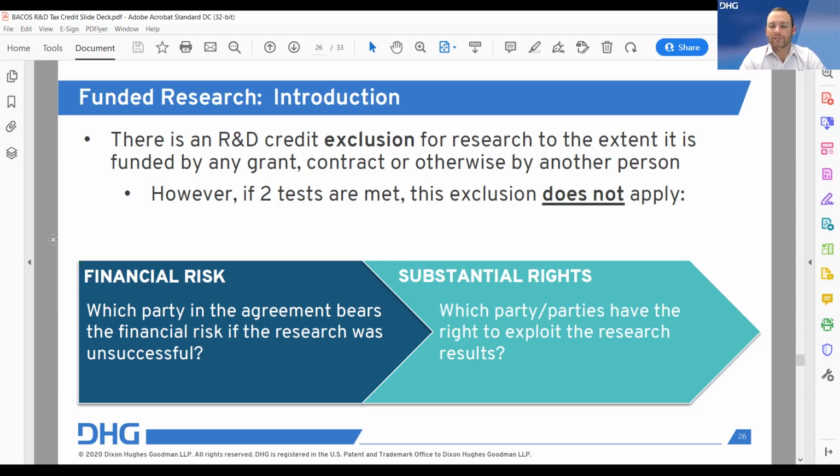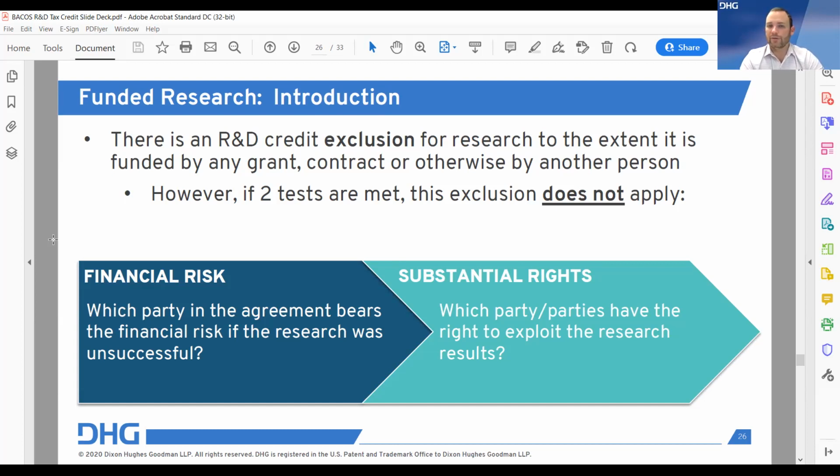The second piece is called substantial rights. So in general, it's going to be, okay, which party within the agreement either owns the IP or is allowed to use the IP if there is any intellectual property or rights to the research being performed. So this is not purely who owns it, it's who is allowed to use it without having to pay the other party some sort of royalty or license fee.